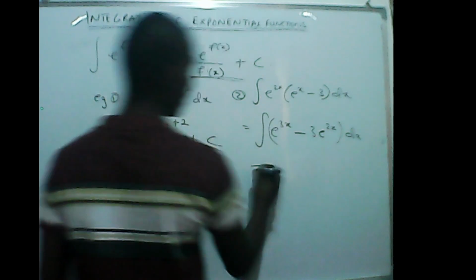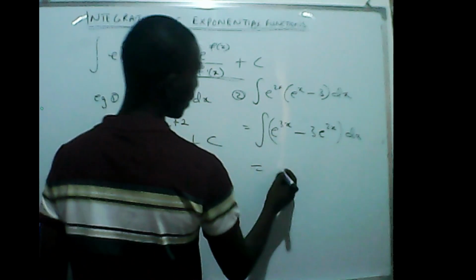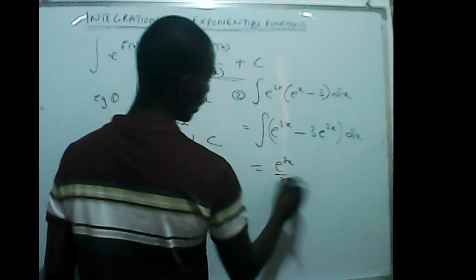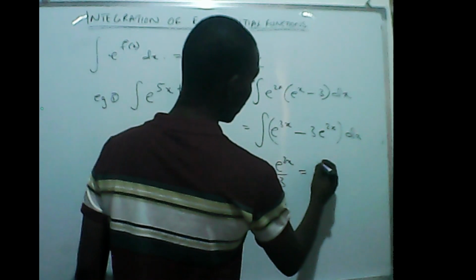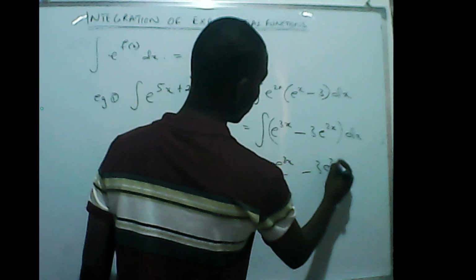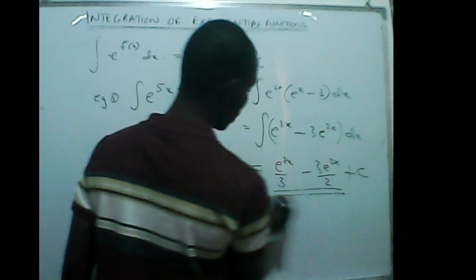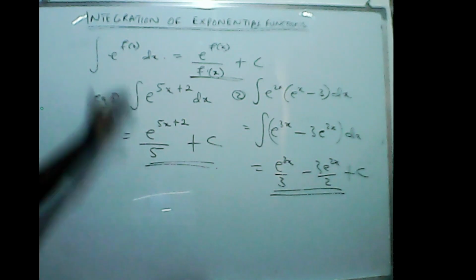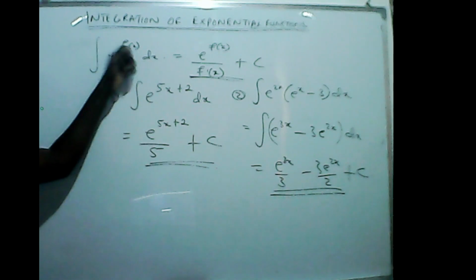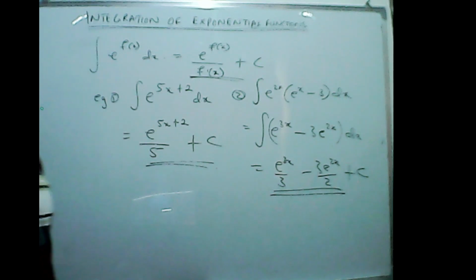Now we integrate each term with respect to x, right? So here we have the integral of e to the power 3x, that's e to the power 3x divided by 3. Remember, we differentiate the power and divide by the derivative. Then minus 3 e to the power 2x over the derivative of 2x, that's 2, plus c, which is a constant of integration. So whenever we are integrating exponential functions, you differentiate the power, then you divide by the derivative. That's how we integrate exponentials.